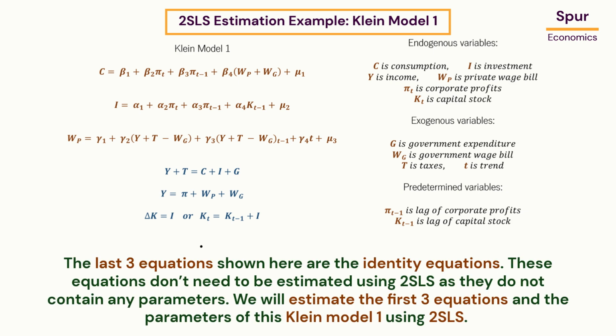The last 3 equations shown here are the identity equations. These equations don't need to be estimated using 2SLS as they do not contain any parameters. We will estimate the first 3 equations and the parameters of this Klein Model 1 using 2SLS.